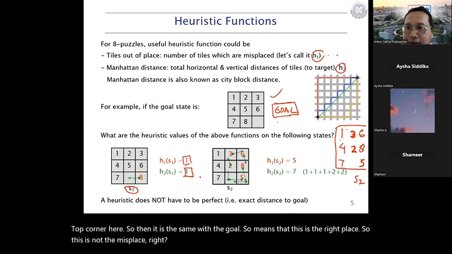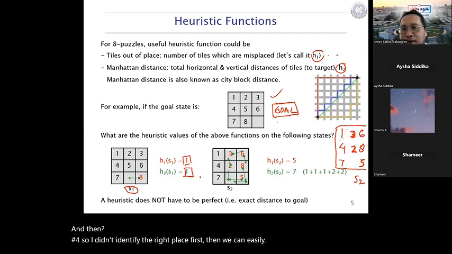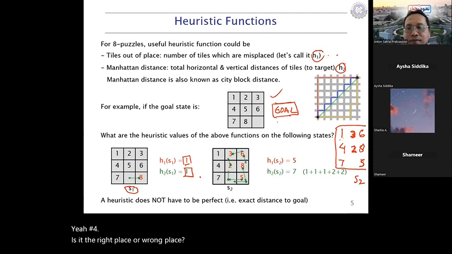And then number 4. We identify the right place first, then we can easily calculate or count the misplaced. Number 4, is it the right place or wrong place? Right location, also right, because it is also right here, number 4.